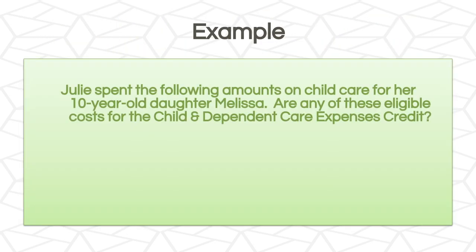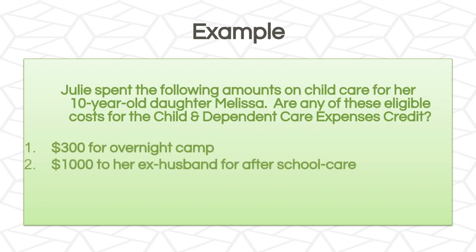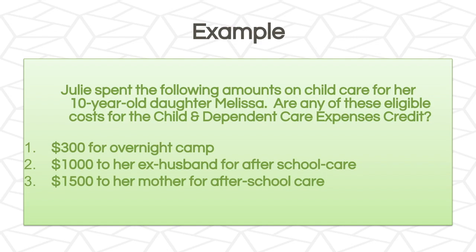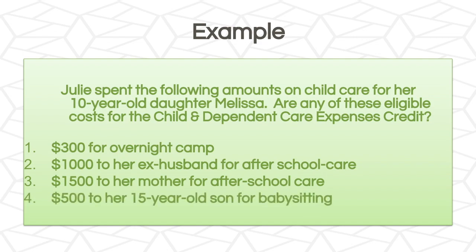Let's look at a few examples. Julie spent the following amounts on child care for her 10-year-old daughter, Melissa. Are any of these eligible costs for the child and dependent care expenses credit? $300 for overnight camp, $1,000 to her ex-husband for after-school care, $1,500 to her mother for after-school care, $500 to her 15-year-old son for babysitting.